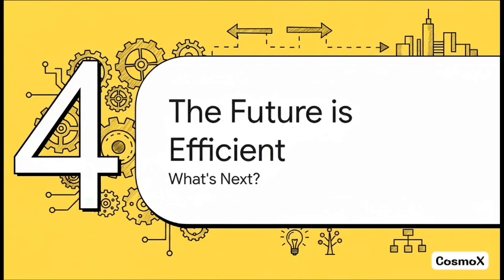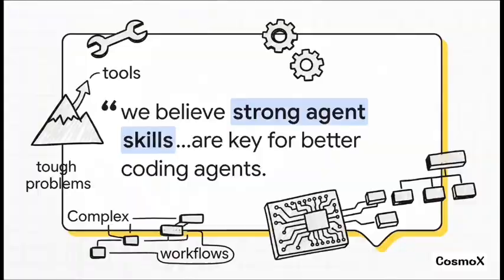So clearly, the future looks efficient. Let's talk about what's next for this kind of smart, agile AI. The folks behind this project really put it best. They're saying that strong agent skills are key for better coding agents. And what they mean by that is the ability to actually use tools, to tackle messy, complex problems, and just manage a whole workflow. That's the secret to making these things truly useful.